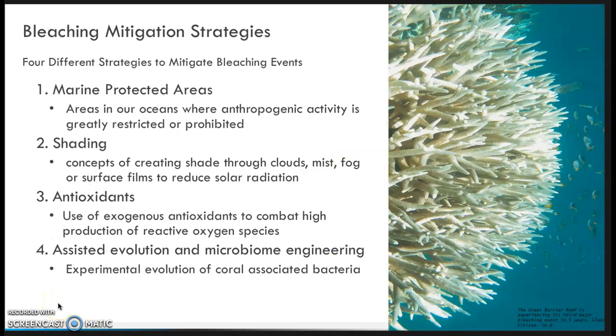So we are going to go through 4 bleaching mitigation strategies. The first one being marine protected areas, or areas in our oceans where anthropogenic activity is greatly restricted or prohibited. The concept of shading, or creating shade through clouds, mist, fog, or surface films to reduce solar radiation. The use of exogenous antioxidants to combat high production of reactive oxygen species. And then finally, assisted evolution and microbiome engineering, or experimental evolution.